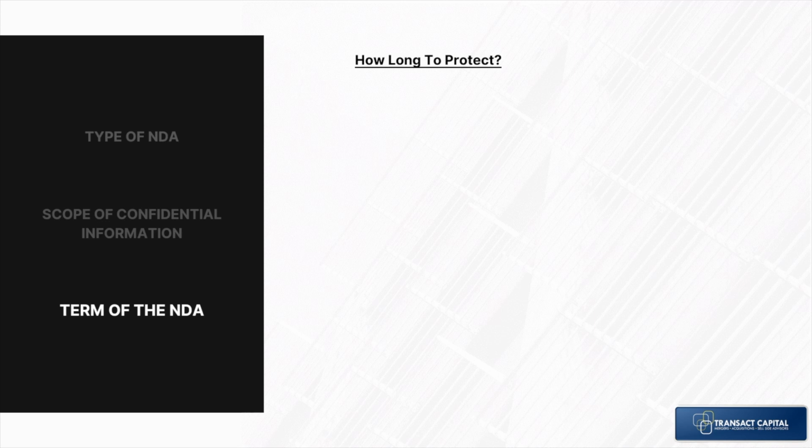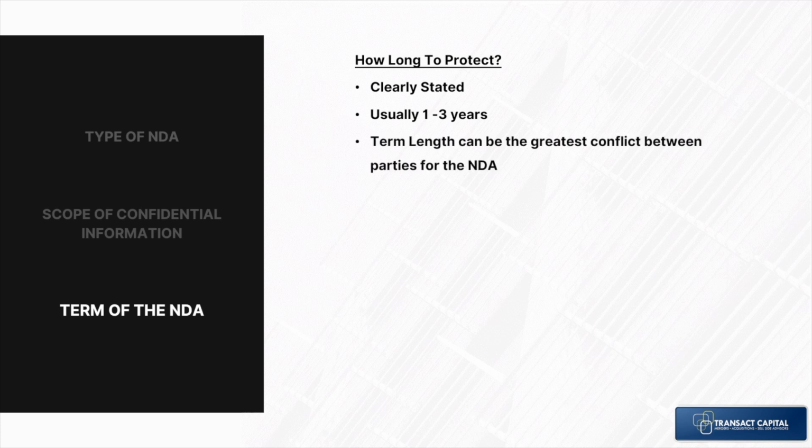Lastly, we'll want to understand the term of your NDA. This will be clearly stated in the document and usually lasts between 1 to 3 years. One interesting point, the term length can be the greatest source of conflict between the parties involved in an NDA.